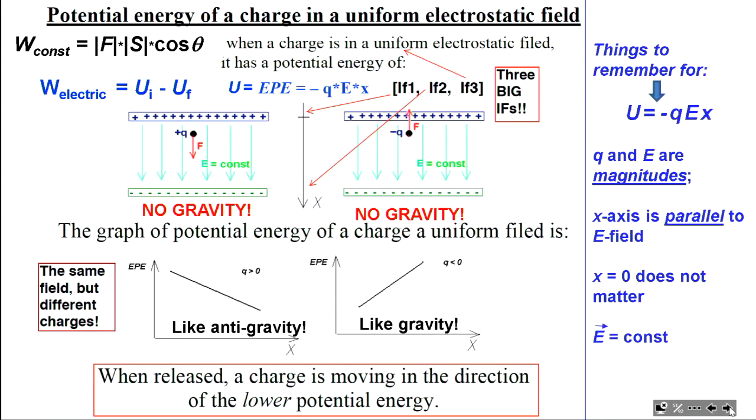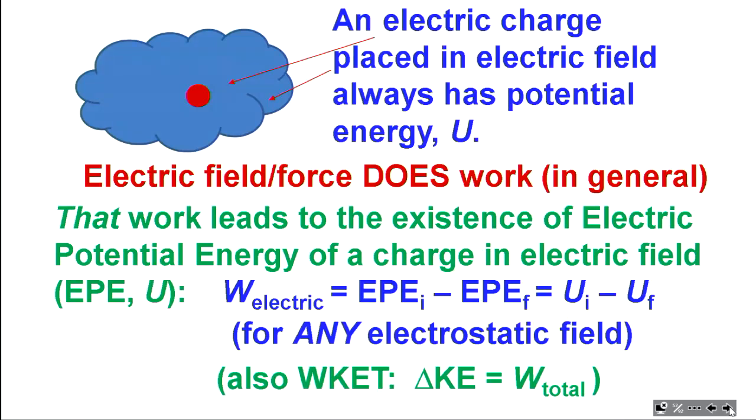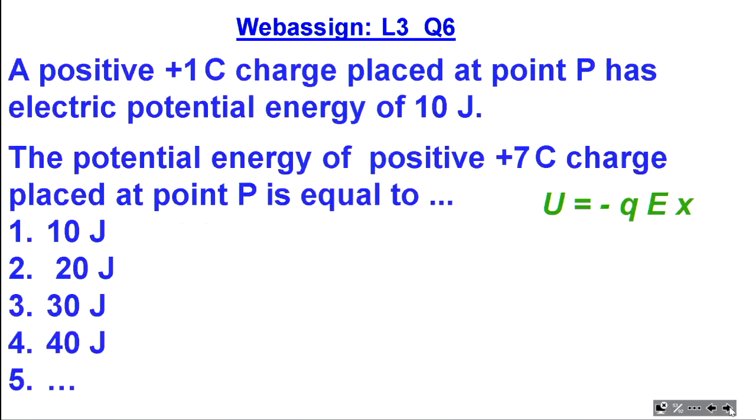And that also works for charges. If we release a positive charge in the electric field, it will be moving from the current location to a location with a lower potential energy. Same with the negative charge. If we let it go, it will be moving from the initial location to the location of the lower potential energy. So, the summary, we have a charge placed in electric field. It has energy, we call it potential energy.